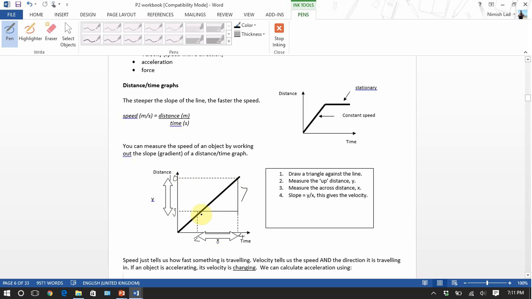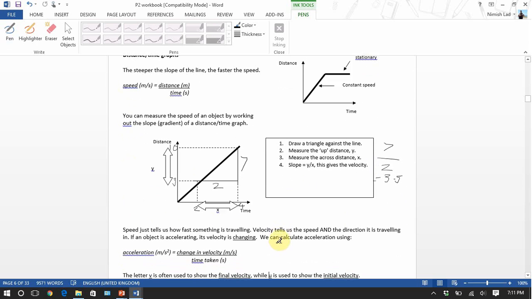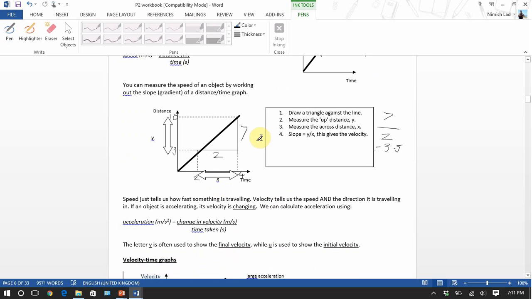My change in x is about 2. This has gone from 2 to 4. So my gradient, the slope, y divided by x, is 7 divided by 2, which equals 3.5. So as this is distance over time, that's going to be 3.5 meters per second. Remember, speed just tells you how fast it's going. Velocity will also tell you the direction.